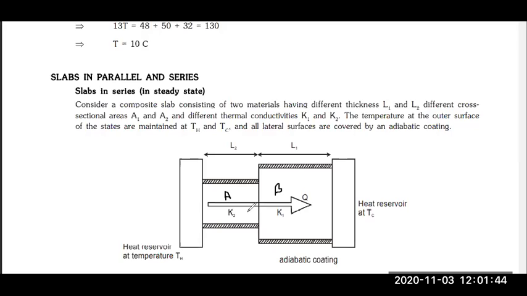If you talk about series, what will happen? Current will be the same, yes or no? Now, we know that when current is the same, R equivalent in case of electric resistance is R1 plus R2. Yes or no? Because potential difference is TH minus TC.